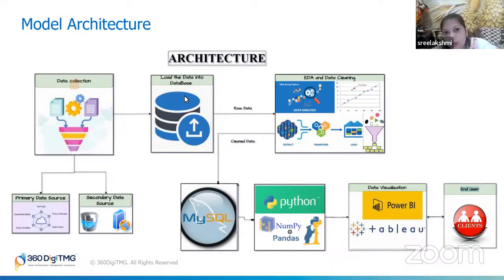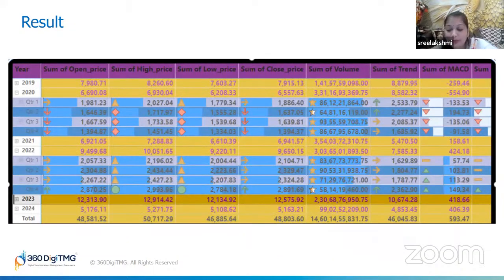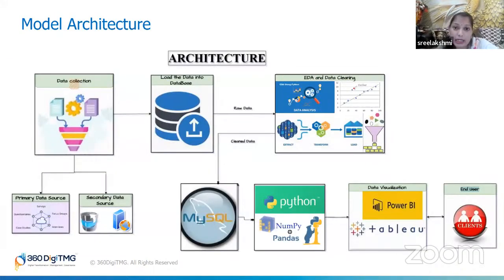After that, we load it into the database. It is a very large data set, so we have to load that large data into the database. And what about the raw data? We have to send it for EDA and data cleaning. EDA is the process where we clean the data. Why are we cleaning the data? Because raw data contains lots of missing values and also some outliers, right? So there is a need for data cleaning.